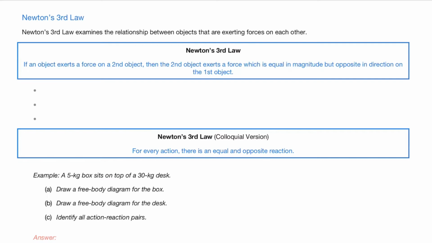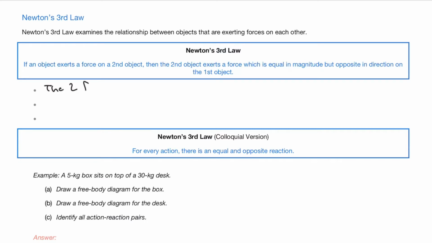Here you can see the statement of the law, and what it describes is the interaction of forces between two objects. What it says is that if one object exerts a force on a second object, then that second object exerts a force back, which is equal in size, but in the opposite direction.